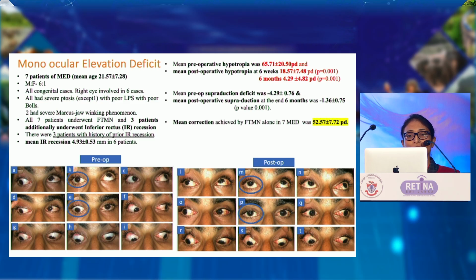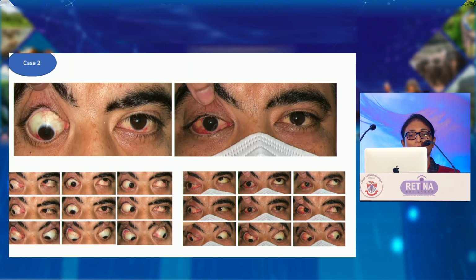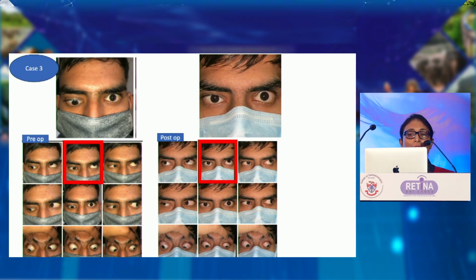So mean correction achieved by this procedure alone, without IR recession, was 52 prism diopters. And Bell's improved post-operatively, following which ptosis surgery was done in all the patients. These are some of the other patients showing improvement in primary position as well as improvement in supraduction.